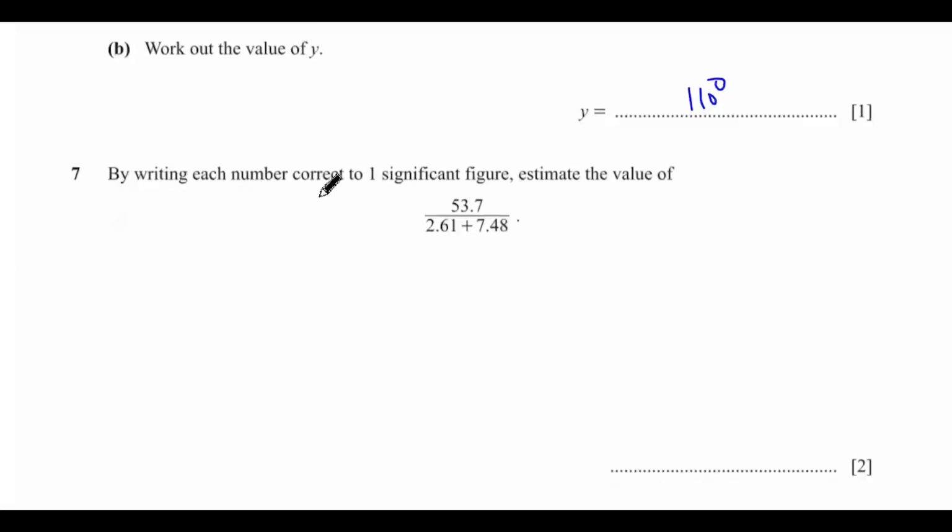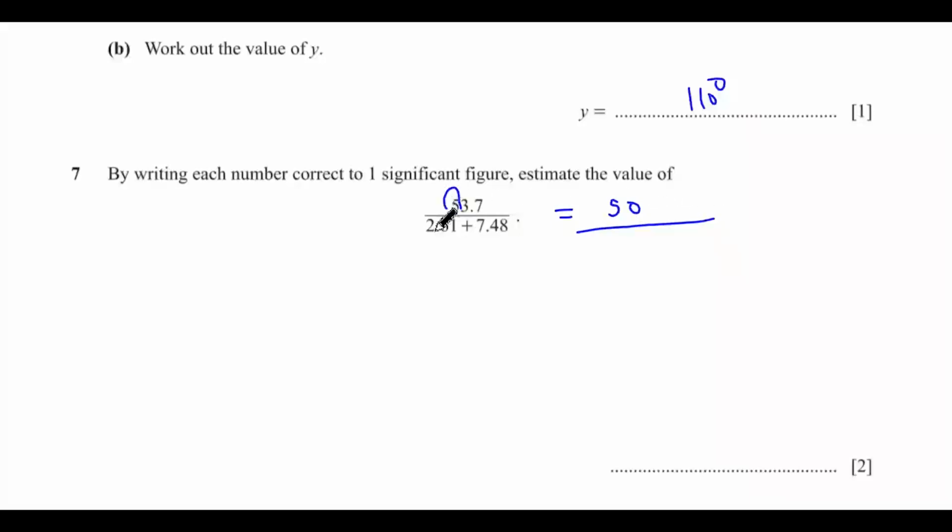By writing each number correct to one significant figure, estimate the value of this. So this to one significant figure, start from here, 1. So 3 is a decider, you round off, and that will become 0. So that will be 5, 0, 50.